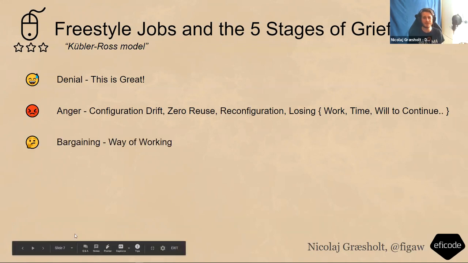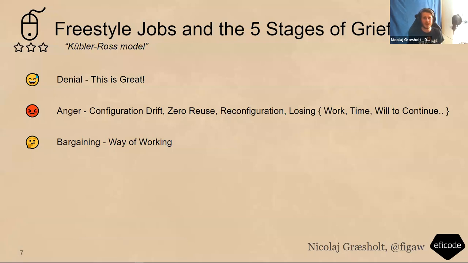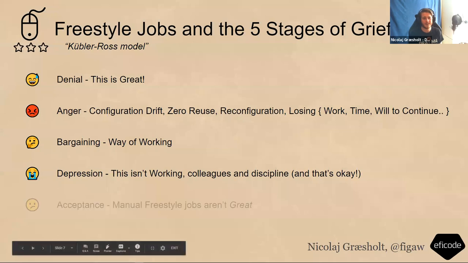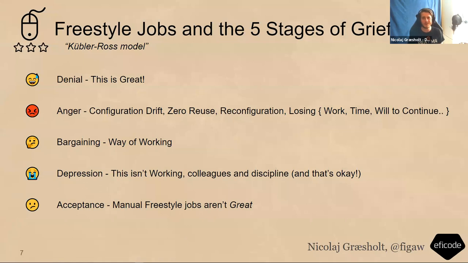The next stage of grief is bargaining. So I try to change the way we work. I talk to my colleagues, like, can we agree on how we make changes, or can we agree on how we create our Jenkins and manage it? But this leads to my depression, because it's not working. My colleagues aren't following the instructions 100%. I'm not following the instructions 100%. And that's okay, because maybe the instructions are too complex and intricate to actually work with efficiently. Right? So the last stage of grief, the acceptance stage, maybe manual Freestyle Jobs aren't that great.